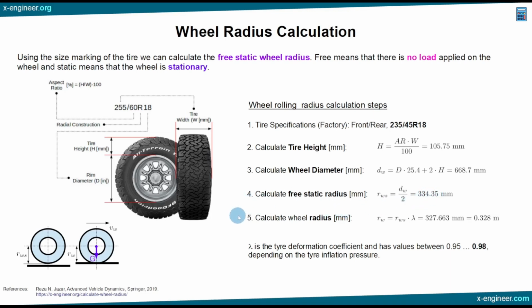Now, to calculate the wheel radius during vehicle driving, we need to know a coefficient lambda. So this coefficient lambda is a tire deformation coefficient and has values between 0.95 and 0.98. For our application, we are going to consider that lambda is 0.98. Lambda depends on the tire inflation pressure. Therefore, we can say that the tire radius, RW, is the free static radius of the tire, RWS, times lambda, which gives our tire radius during vehicle driving as 0.328 meters.